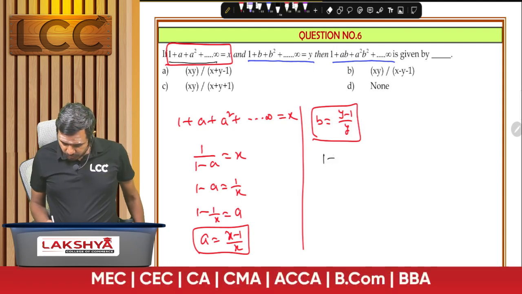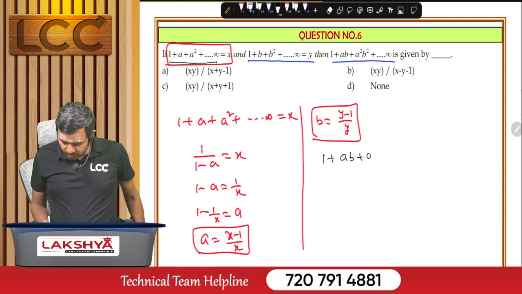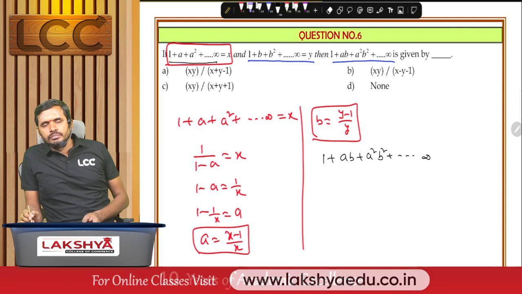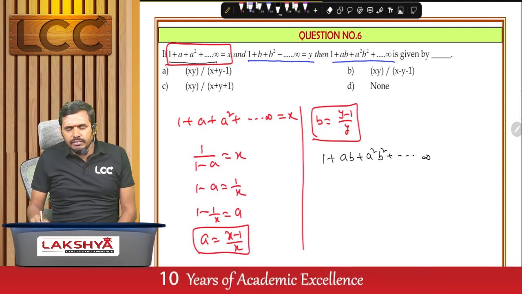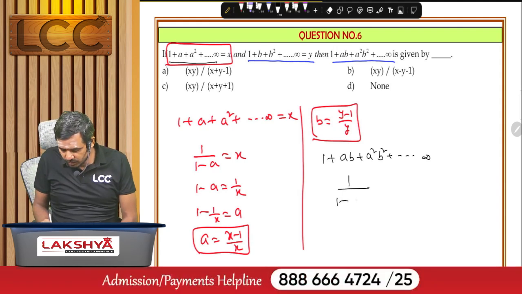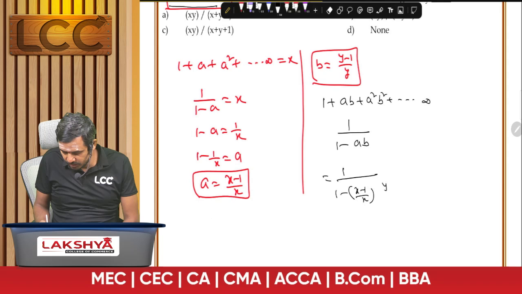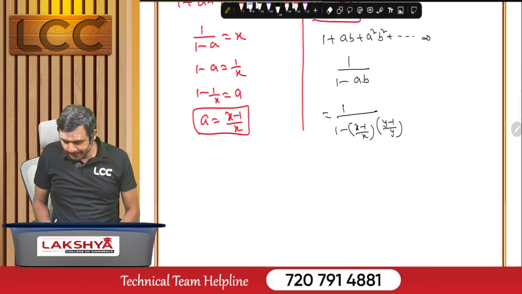Here what we should find is 1 plus AB plus A square B square and so on up to infinity. It is in GP, the sum of infinite terms of GP, that is 1 by 1 minus AB. This is 1 by 1 minus A, where A means x minus 1 by x, and B means y minus 1 by y.